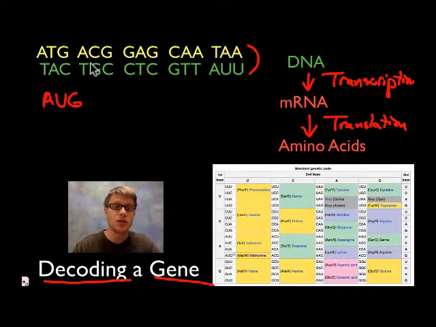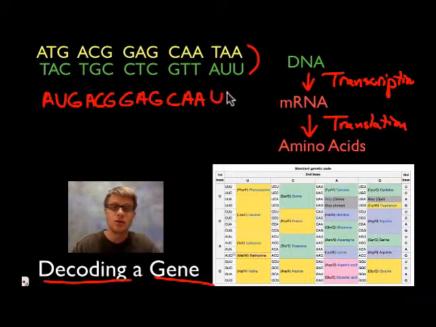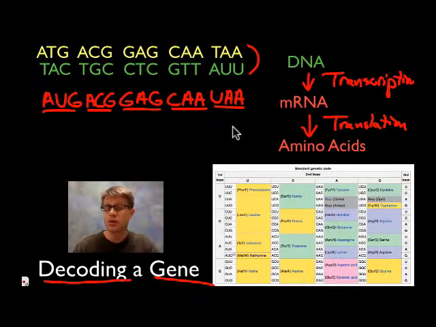And so if I just keep going, this right here would be an A, and a C and a G, and this is going to be a G and an A and a G, and this is going to be a C and an A and an A, and then this is going to be a U and an A and an A. And so every 3 letters in this messenger RNA is going to be what we call a codon, because it codes for a specific amino acid.